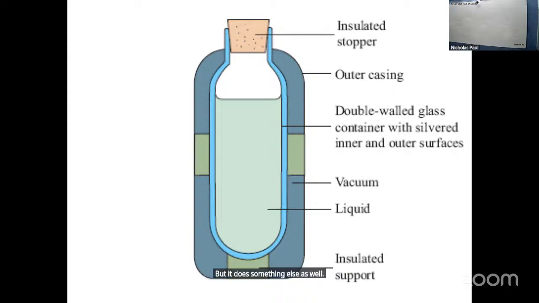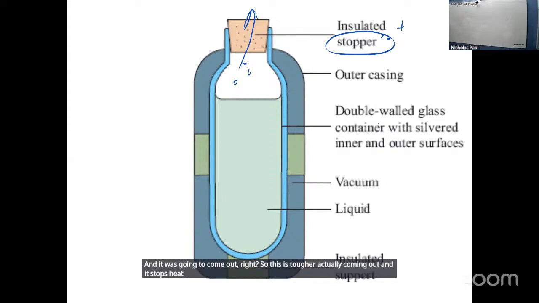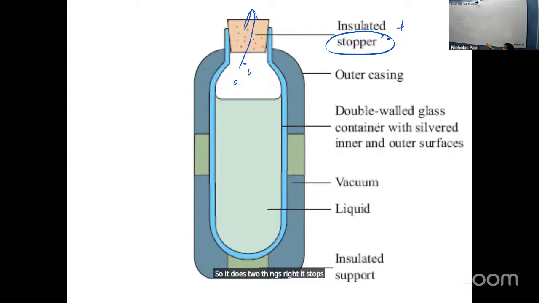Anybody else? Remember, the warm air particles will have a lower density and they will want to come out. So this stopper actually stops some of the heat coming out, and it stops heat loss by conduction. Okay, so it does two things. It stops the warm air from leaving above the liquid and cooling it down, and it is also a poor conductor.